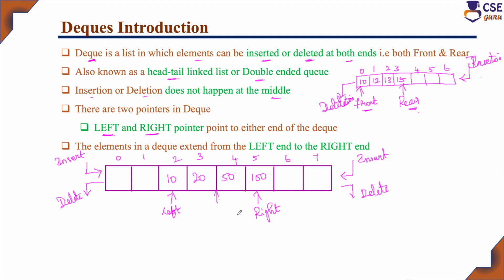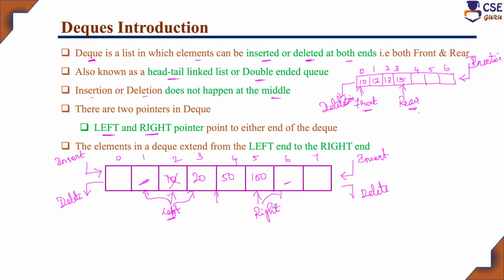If you want to insert at right, just increment the right pointer by 1 and place the element. If you want to insert at left, just decrement the left pointer by 1 and place the element here. Right pointer, increment and place it. Left pointer, decrement and place it. And if you want to delete an element, just increment the left pointer, and automatically this position will be deleted.